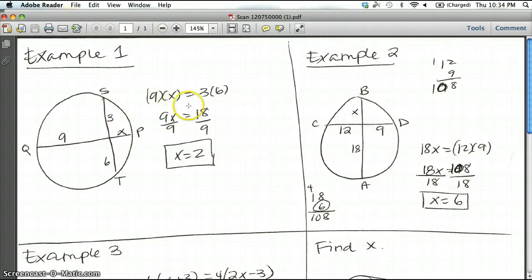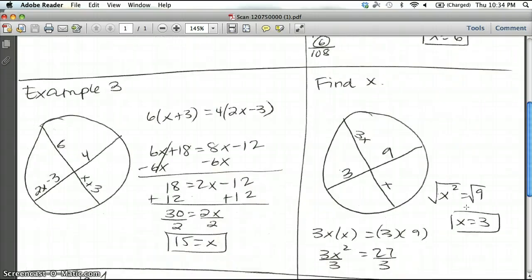9 times X is equal to 3 times 6. So 9x is equal to 18. I divide by 9 and our x is equal to 2. Example 2, again our segments are intersecting inside of our circle. So I set it up as 18 times x is equal to 12 times 9. I multiplied 12 times 9 and I got 108, which is equal to 18x. I divided by 18 and I got x equal to 6.